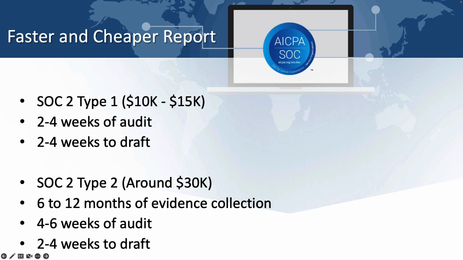Meanwhile, it's much more than that when it comes to a SOC 2 Type 2 audit, because they will be collecting evidence throughout the whole year. The actual audit period can be 4 to 6 weeks on site, and they'll take another 2 to 4 weeks on top of that to draft the report.